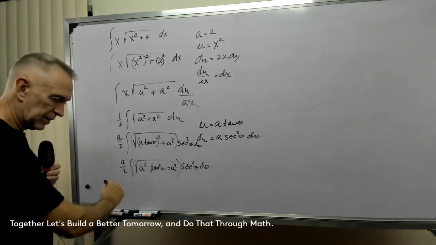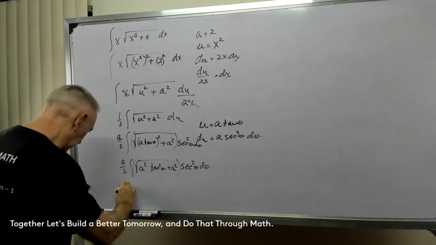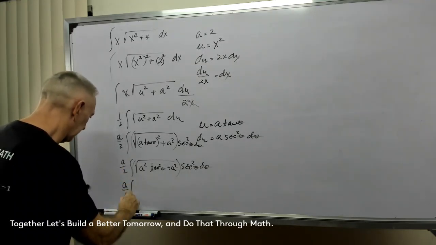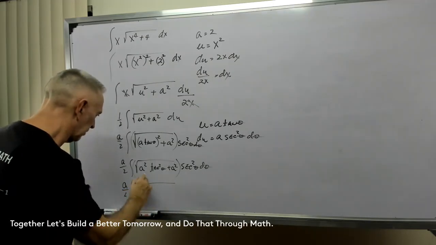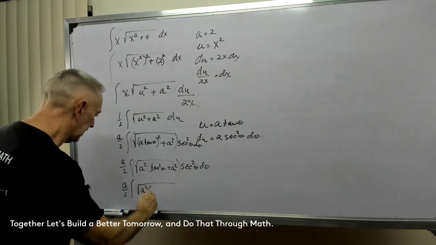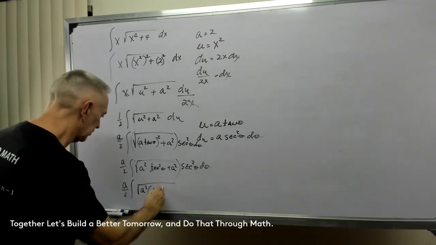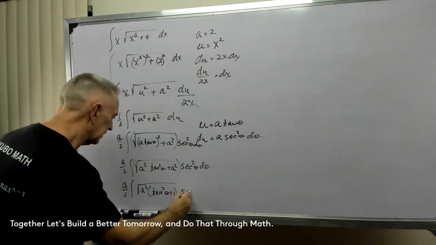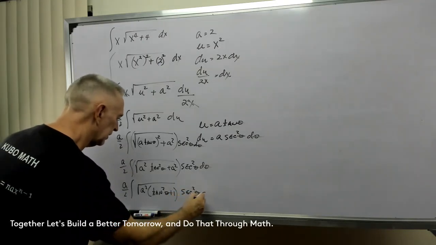Okay, I think I can do this one more time here. A over 2 times the integral of the square root of, I'm going to factor an a squared out of this, a squared times tangent squared theta plus 1, times secant squared theta d theta.